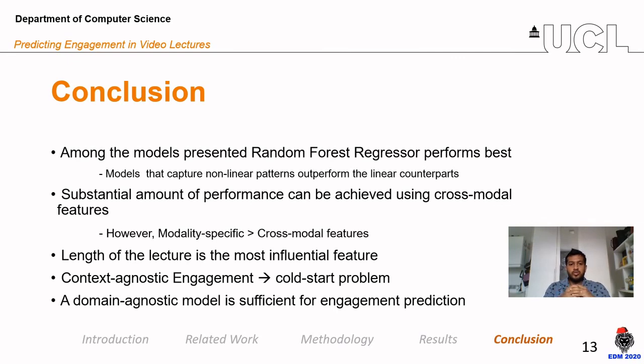So what conclusions can we derive from this work? One of the main conclusions is that predicting engagement involves nonlinear features that are better captured by kernelized models or ensemble models such as the random forest model, which performed best in this analysis. We have also shown that a substantial amount of performance can be achieved just by using cross-modal features to predict engagement. We saw that the length of a lecture plays a core role in how engaging a video lecture is. In our experiments, we also demonstrated that a context-agnostic prediction model can be used to address the cold start problem when there is no user data available. And we also see that a domain-agnostic model is sufficient for engagement prediction.